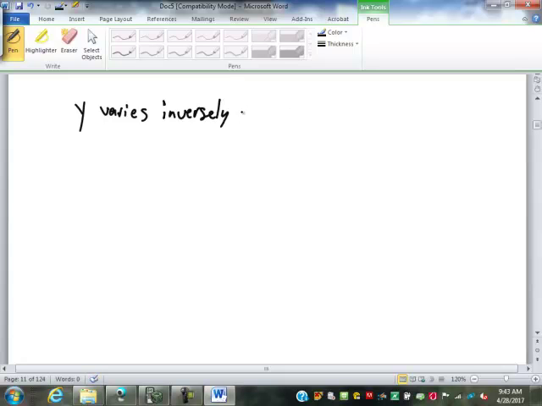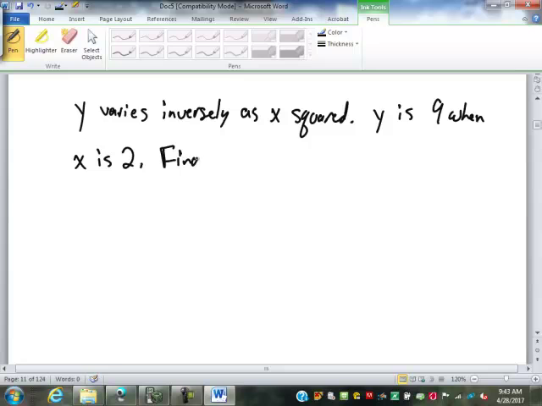y varies inversely as x squared, or the square of x, however you want to word it. y is 9 when x is 2. Find y when x is 3.